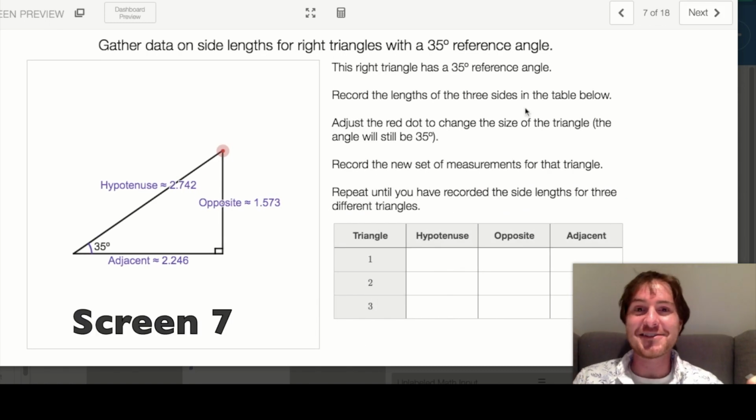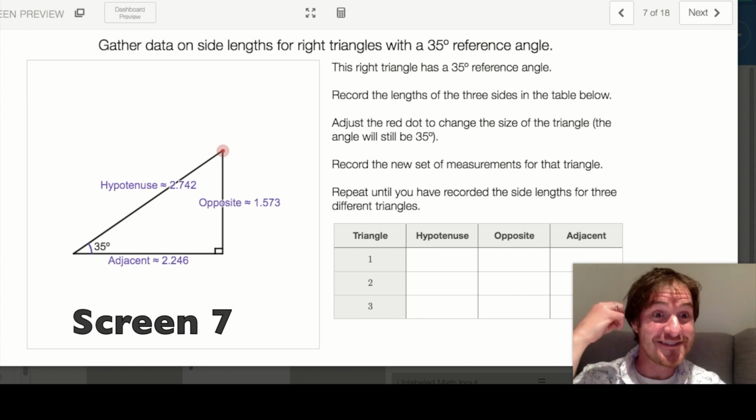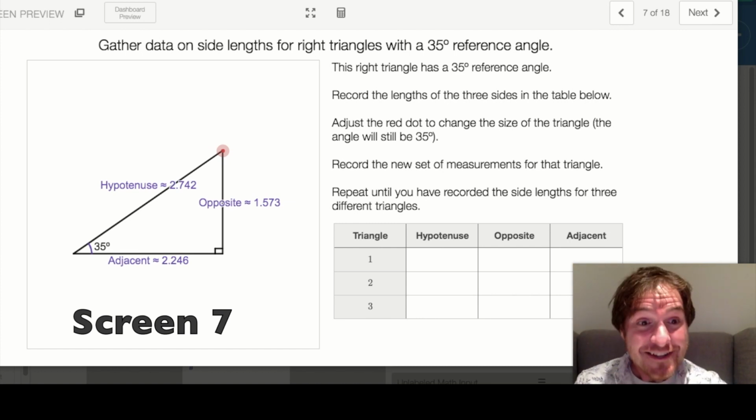All right, gather data on some side lengths for right triangles with a 35-degree reference angle. This right triangle has a 35-degree reference angle. And look, they actually have the side lengths here of this right triangle with a 35-degree angle. Remember, it's similar to all other right triangles that have a 35-degree reference angle. And so these ratios are going to be true for any right triangle with a 35-degree reference angle. It's crazy.